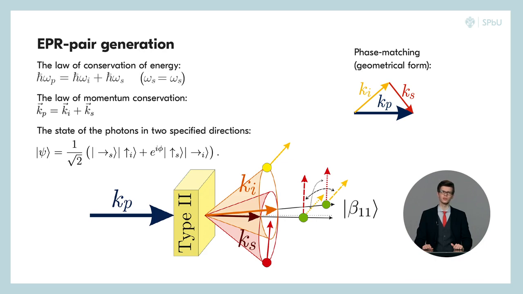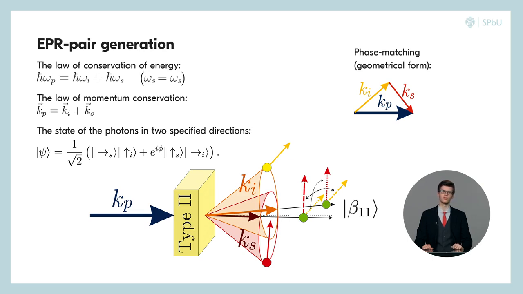Moreover, these photons will be in an entangled quantum state. So, if we measure the polarization of one of them, the polarization of the second one will always be orthogonal. Let's assume for simplicity that the photons have linear polarizations. So, the quantum state is then a superposition of two terms.